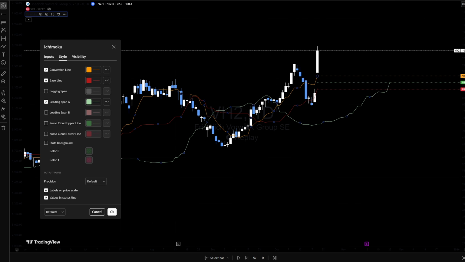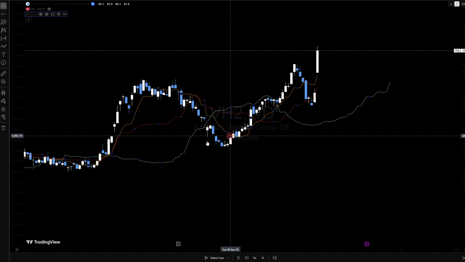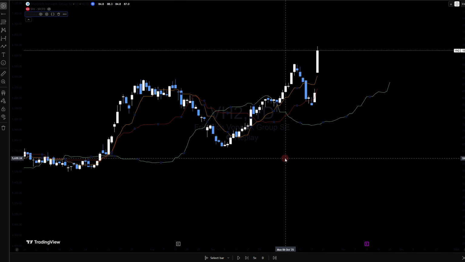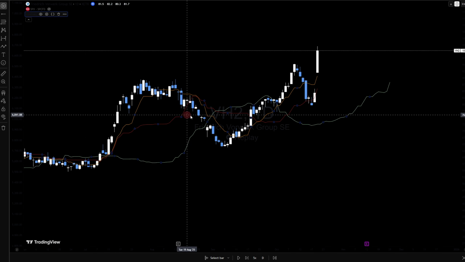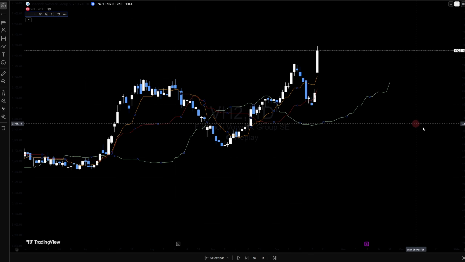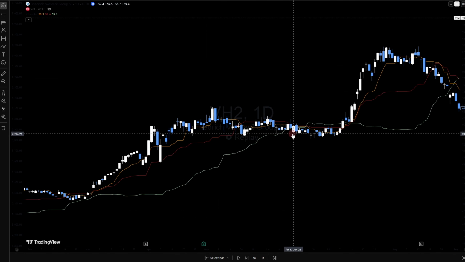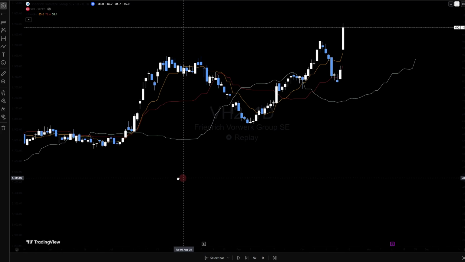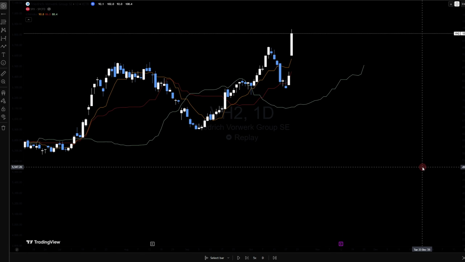So let's take some of this stuff off so you can see. And this sort of forms a medium to long-term support line. You can see that it's coming up and then it breaks down through it. Here it's trundling up slowly. So it's more of a medium to longer term support line. Okay, so that's one part.